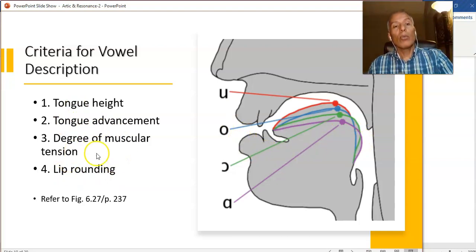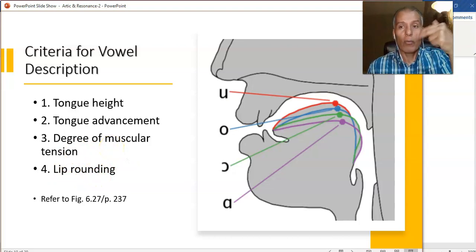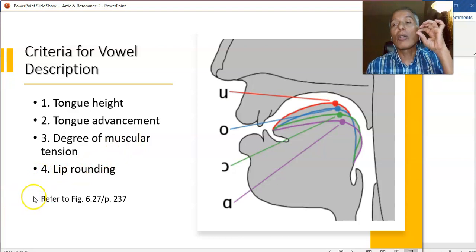And then we add two more characteristics for vowel description. We focus on muscular tension: how much force, how much energy did you use to make a particular sound? Only vowels are described this way. And then we use lip rounding. Is the vowel rounded or unrounded?